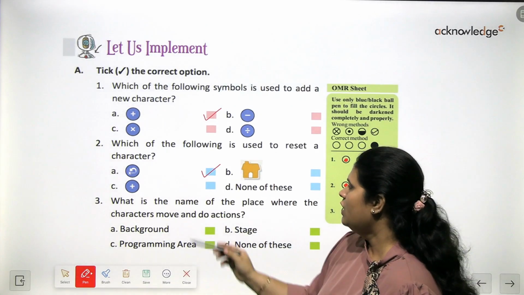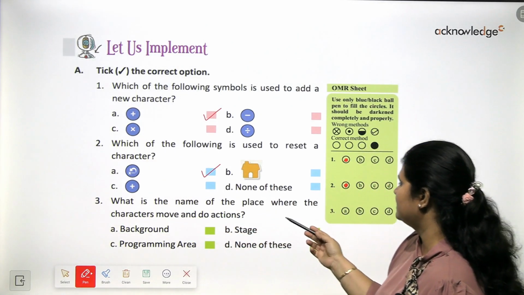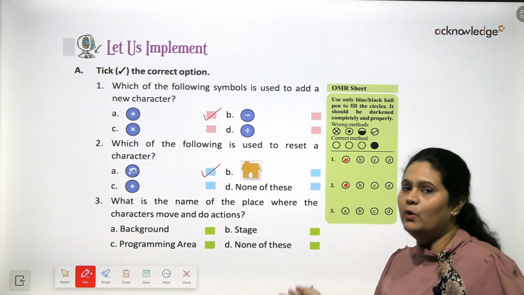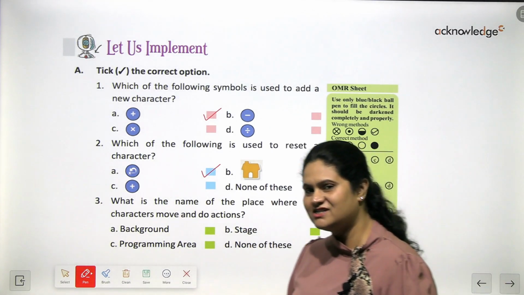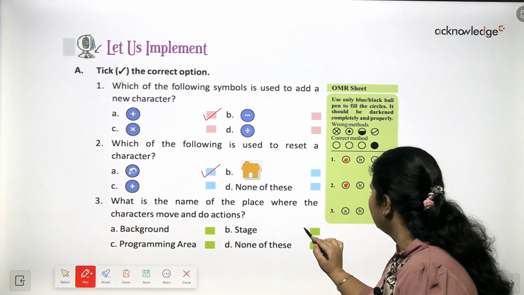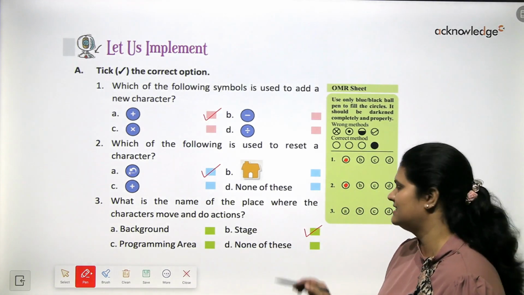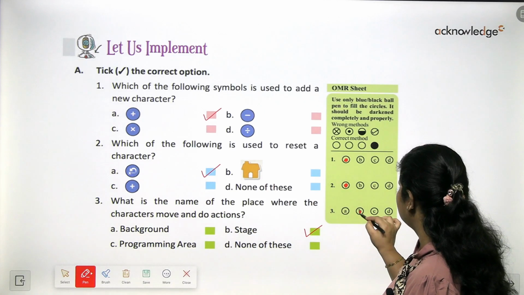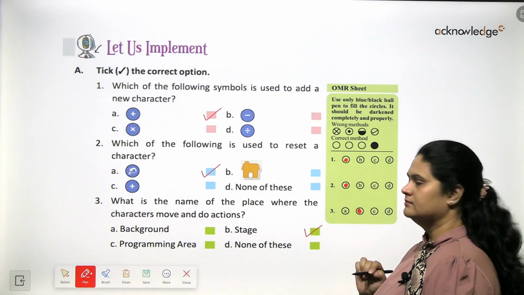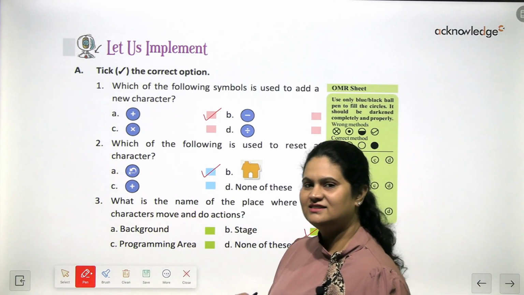Now third one, what is the name of the place where the characters move and do all the actions? So it is the stage. Right. That is part B. Is it fine, children? Shall we move on?